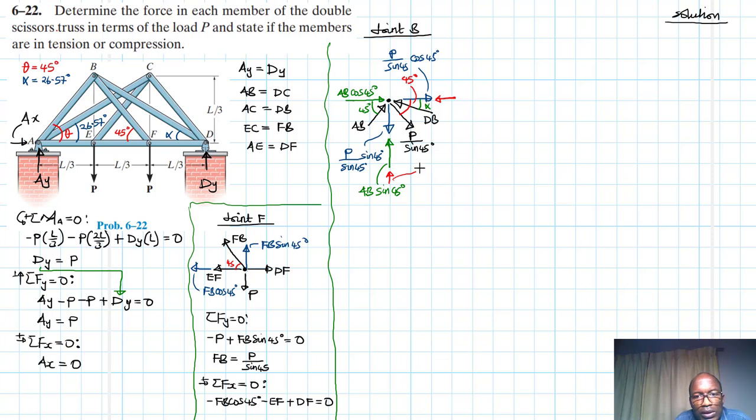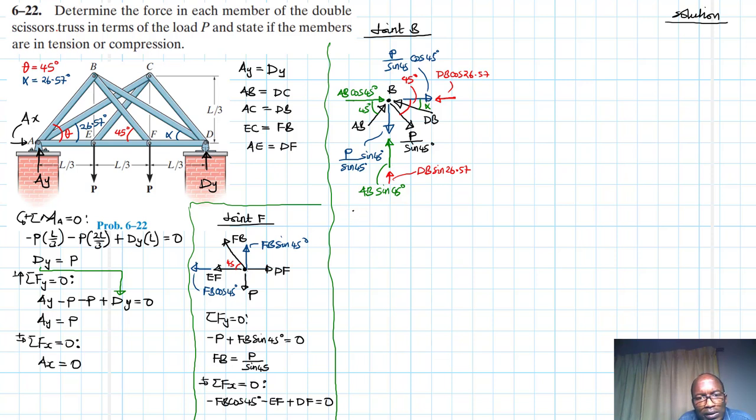So this is dB sine 26.57, and then this one is dB cos 26.57. Right, I think we have everything. This joint here is B. So we generate two equations from this.